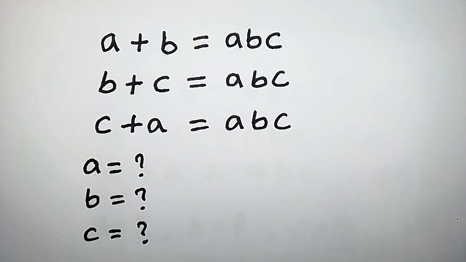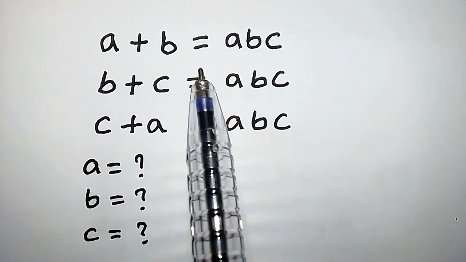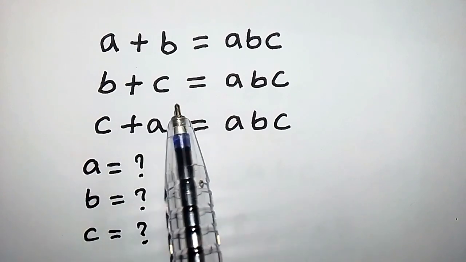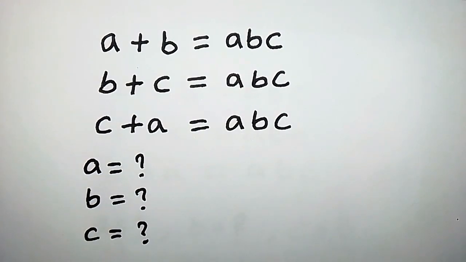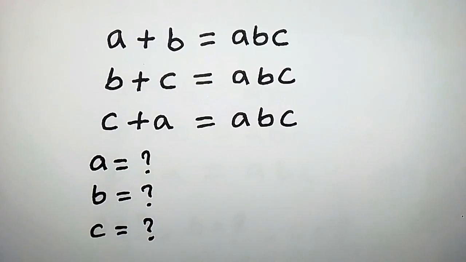Hello, in this video we will solve an interesting algebra problem. How do we obtain the value of a, b and c? Given this: a + b = abc, b + c = abc, c + a = abc. Without further delay, let's begin.